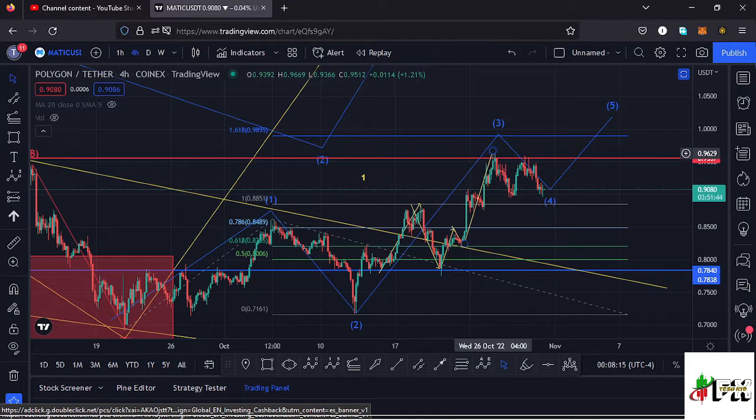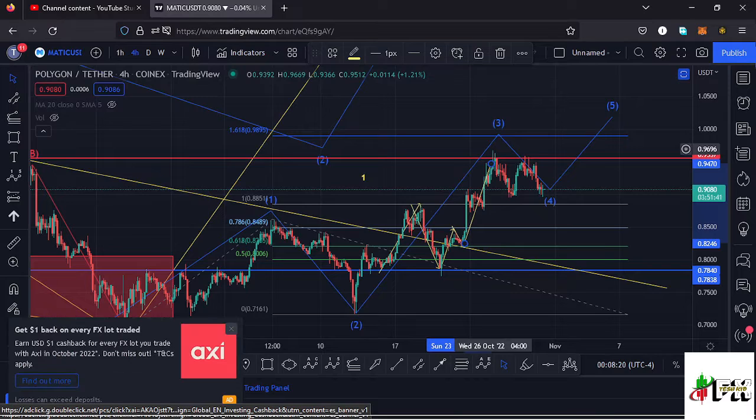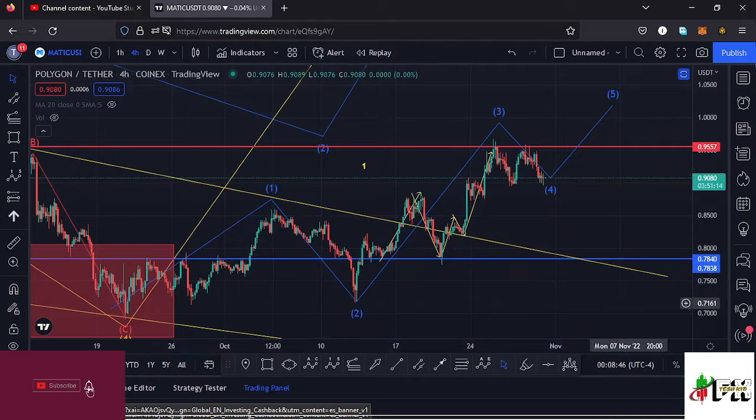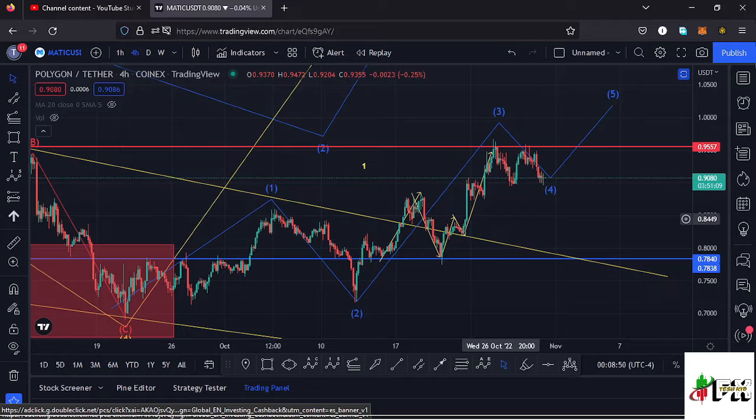You can see we have made our high in the formation of this third wave at around the $0.96 mark, meaning there's a 0.3 difference between the high that we have currently and the target area that we have sketched out using the trend-based Fibonacci. Having a 0.3 difference means that maybe there are high chances that the high was in at around the $0.96 mark.